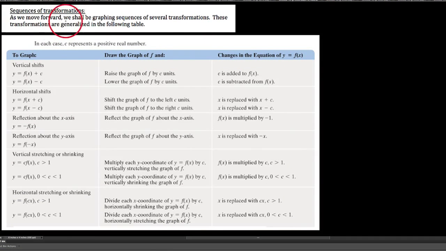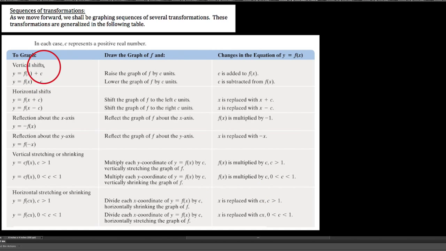Okay, YouTube, in this video we're going to focus on sequences of transformation. Up until now we've discussed vertical shifts and horizontal shifts, as well as reflections over our x and y axes, and also vertical stretching or shrinking, as well as horizontal stretching or shrinking. And these can basically be summarized with this table here.